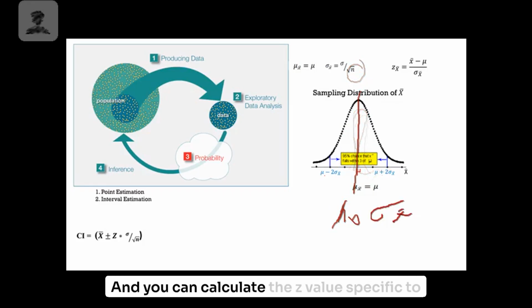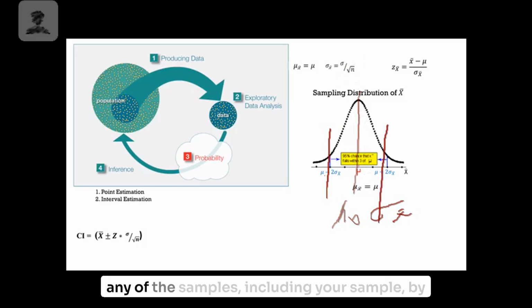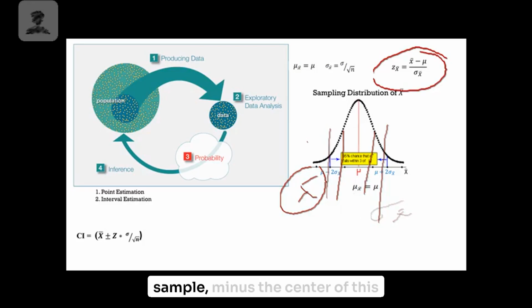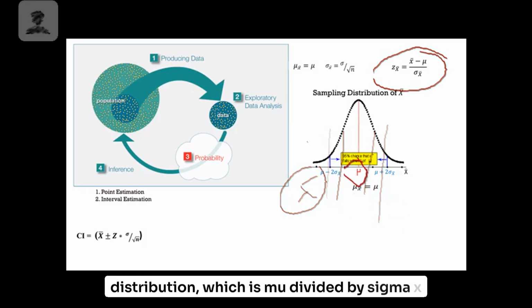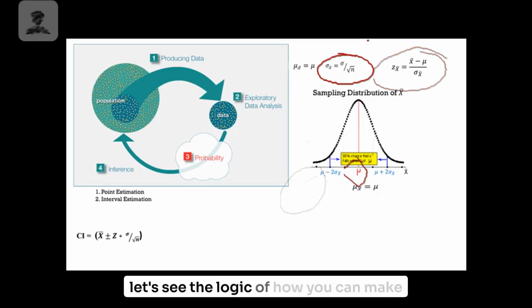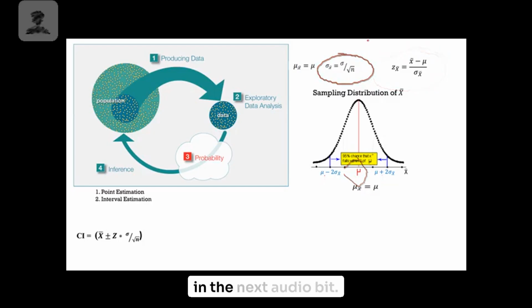And you can calculate the z value specific to any of the samples, including your sample, by using this formula. Z x bar is equal to the x bar, the given sample, minus the center of this distribution, which is mu, divided by sigma x bar. Okay, now that we've understood some basics, let's see the logic of how you can make interval estimates from the sample statistics in the next audio bit.